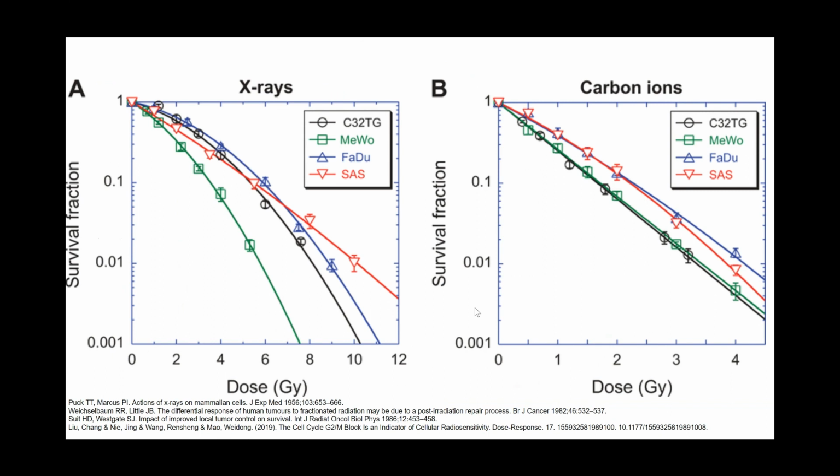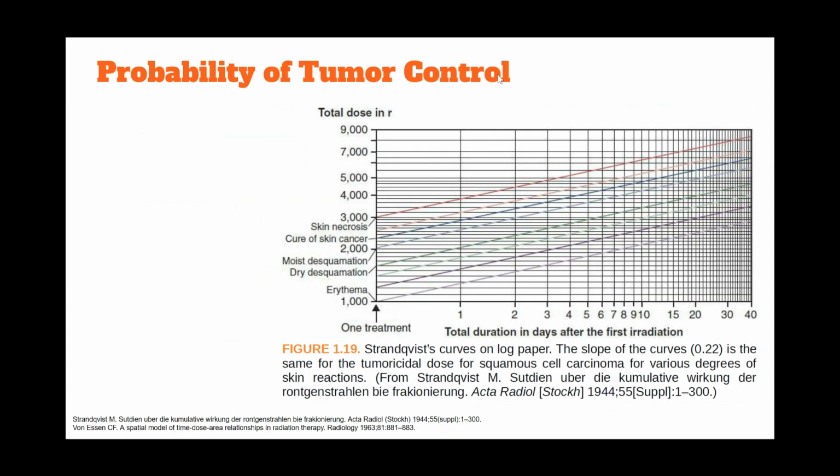Now, you can see here that if you look at X-rays and if you look at carbon ions, and these various different cell lines, how their survival curve differs. For X-rays, how different cell lines behave differently, while for carbon ions, how different cell lines behave differently. So cell survival doesn't only depend upon the cell's intrinsic radiosensitivity, it also depends upon what irradiation we are using, how hypoxic the tumor is. A lot of things are at interplay. So what would be a probability of tumor control?